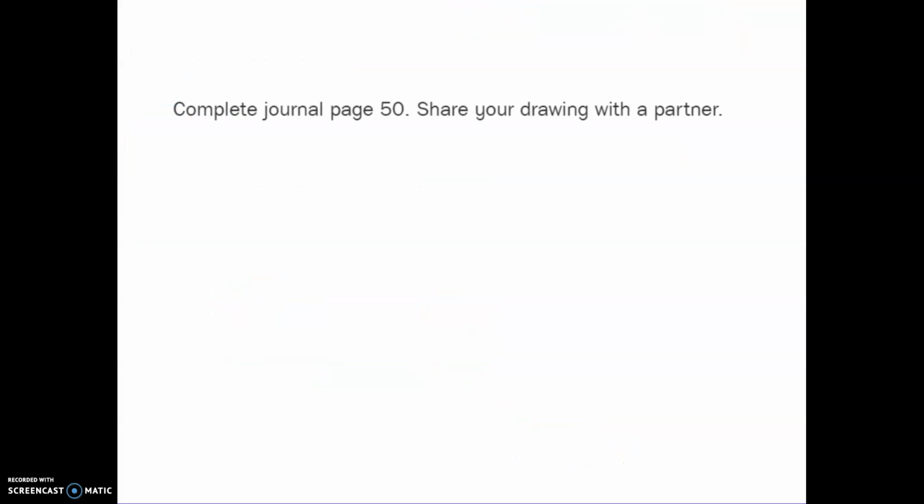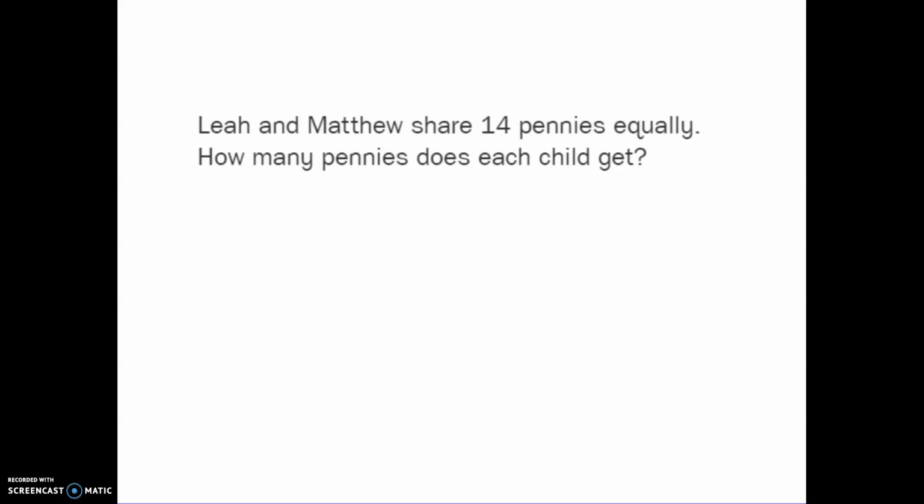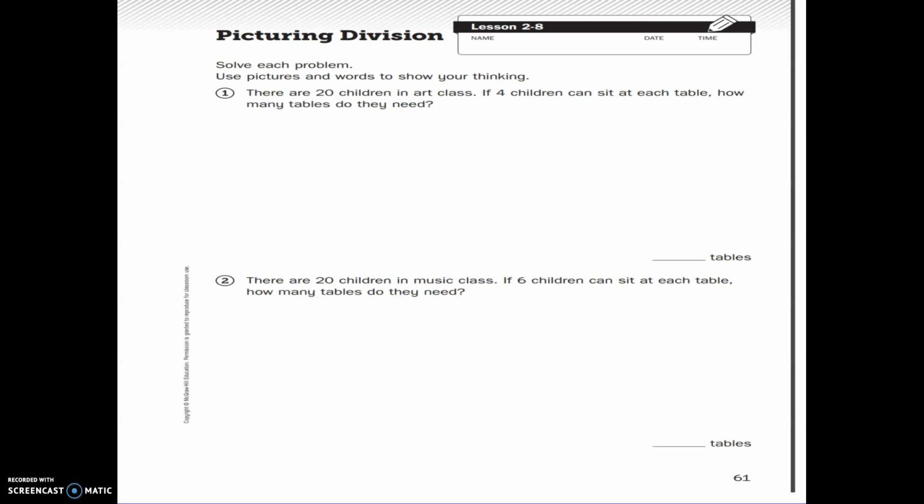So I want you to turn to page 50. And guess what? It's the same problem that we just solved. So page 50 is already done. Maybe you did it in your notebook. Maybe you did it on a whiteboard. Maybe you just used your pennies in front of you. But you can rewrite it on page 50 if you want to, but you don't really have to since I kind of messed that up.